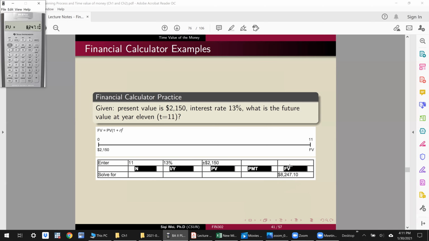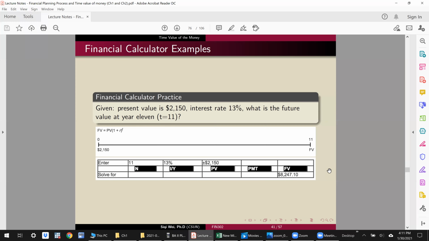In this course, you can skip those mathematical derivations. I don't even cover them. The idea is, as long as you can use whatever calculator or Excel, any platform, to solve for this basic present and future value relationship, it should be okay.